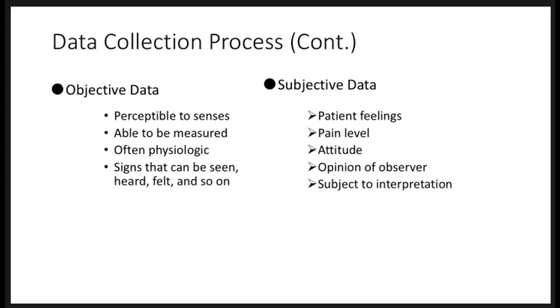On subjective, that means that it can vary. Patient's feelings, the pain levels, attitude, opinion of the observer, things like that. You are more subjective, meaning things that you perceive that might be going on, rather than the specific hard fact information that is objective. What's their pulse rate? What's their respirations? Something measured. Both of these types of information are very important.